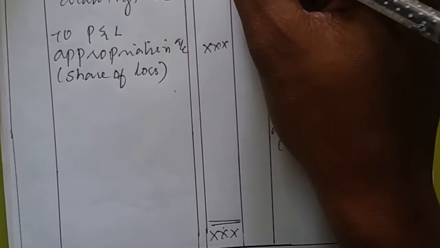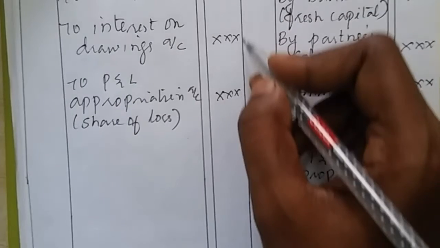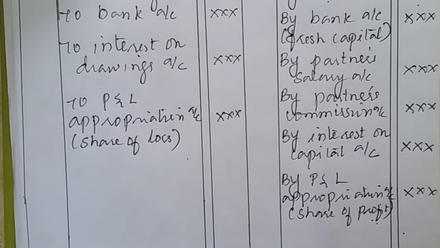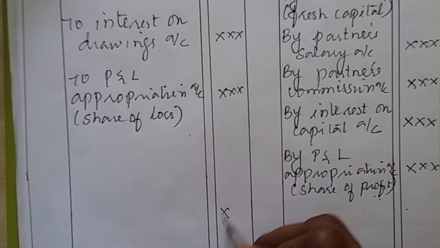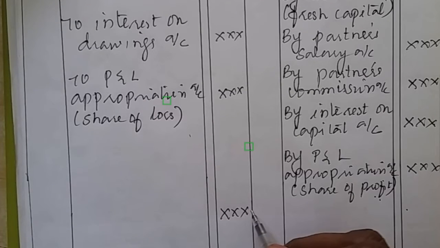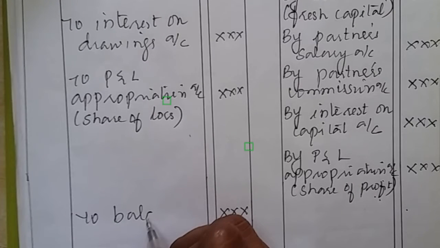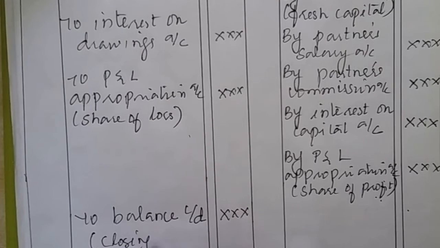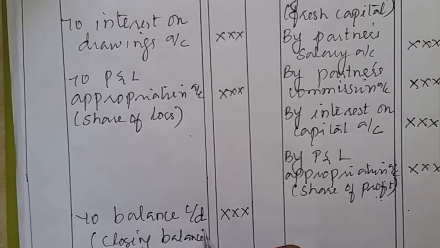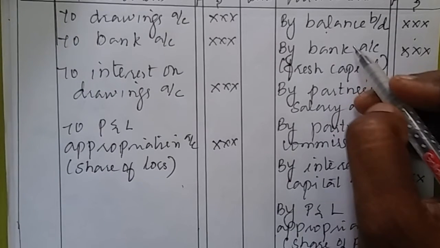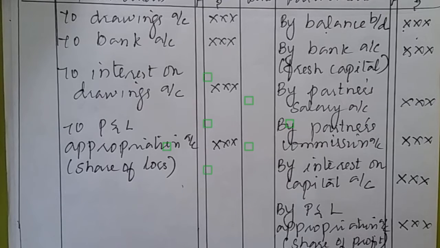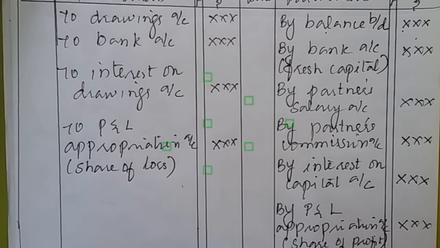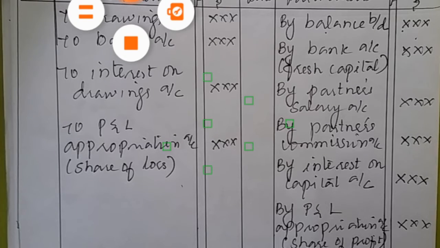If I deduct all these expenses from this total, I get a balance here on the debit side. That balance should be written here as balance carried down. This is the closing balance of capital. This is the opening balance of capital. This is the closing balance of capital. This is about the pro forma of partner's capital account under the fluctuating method.